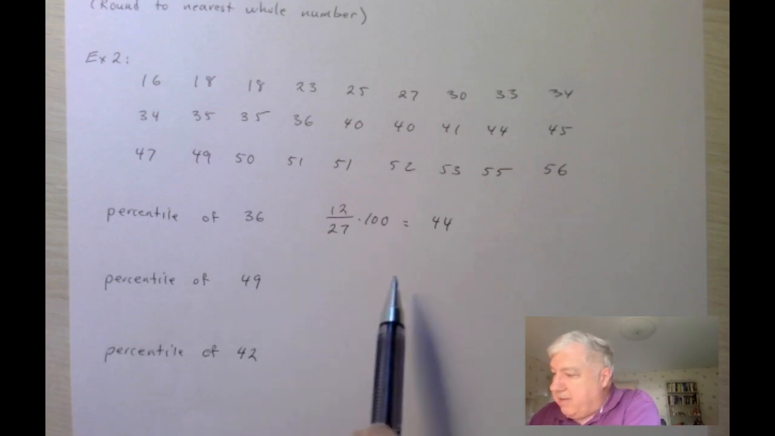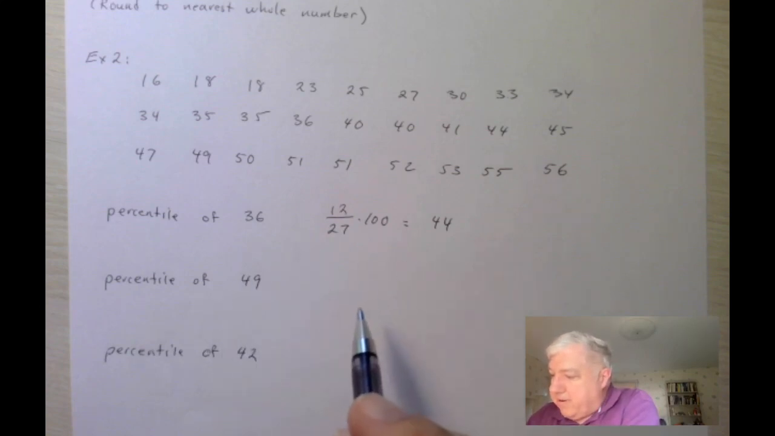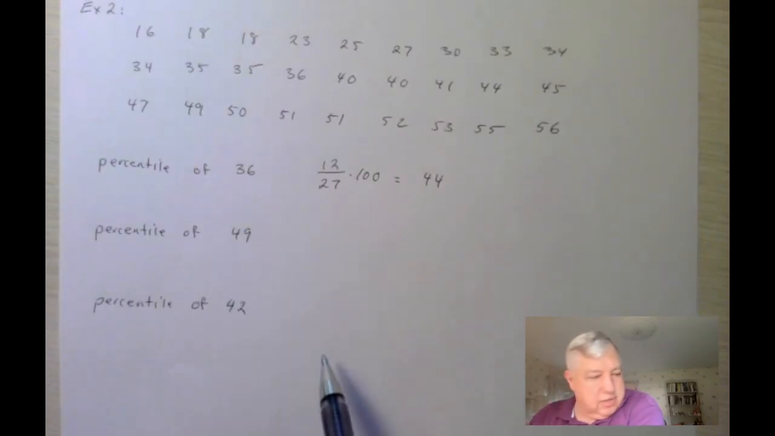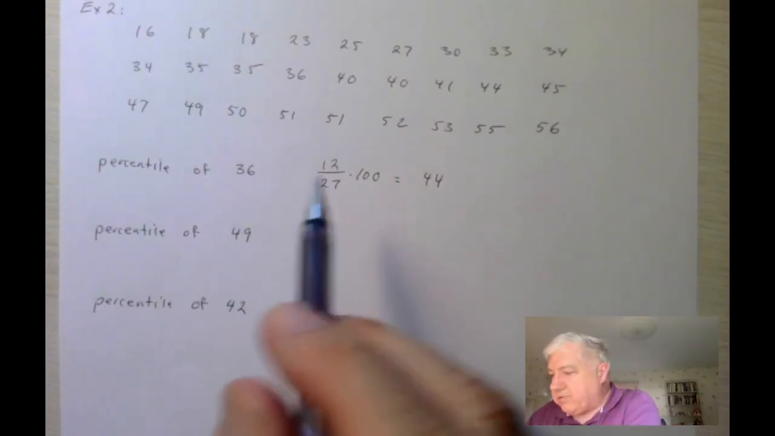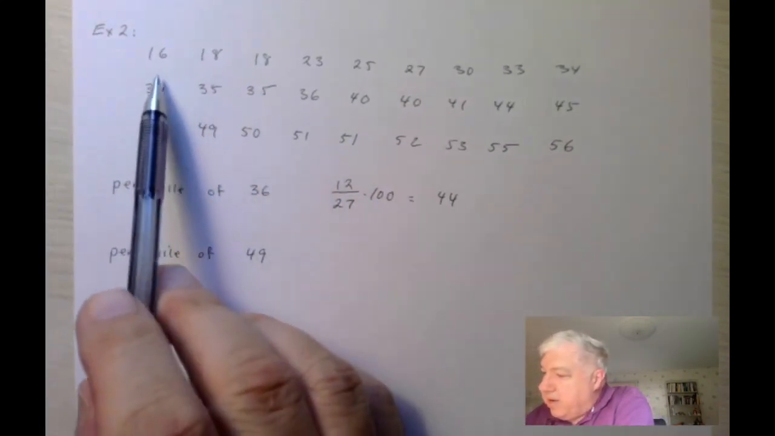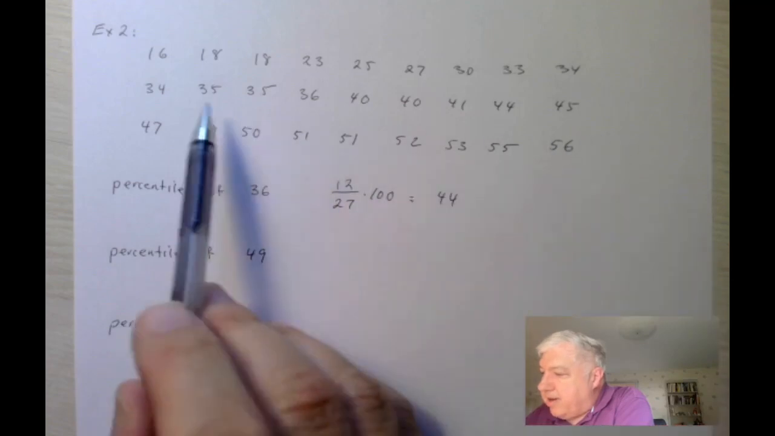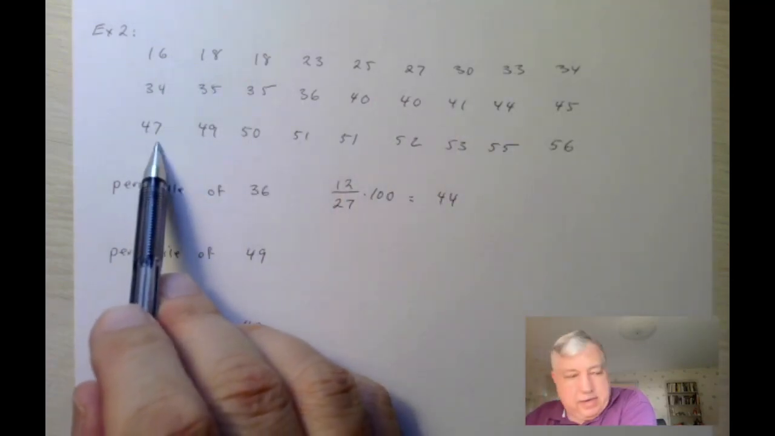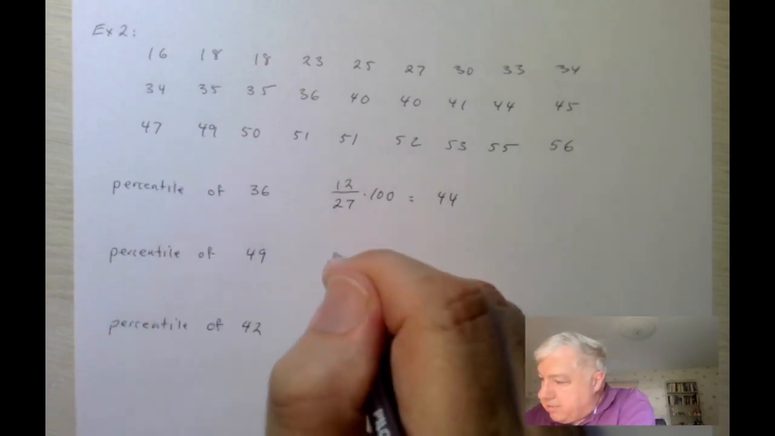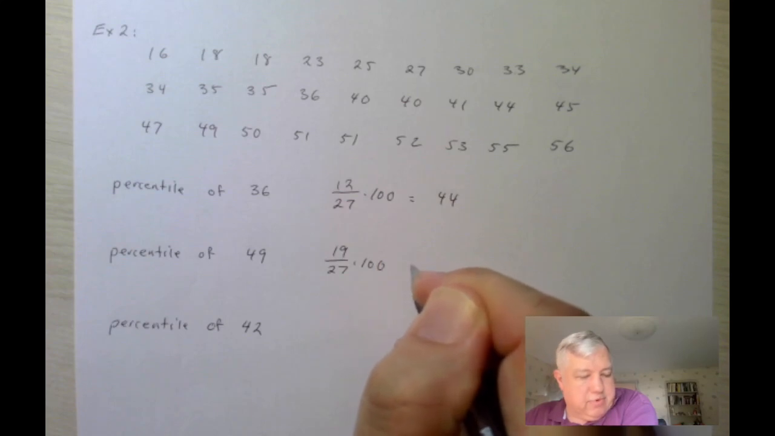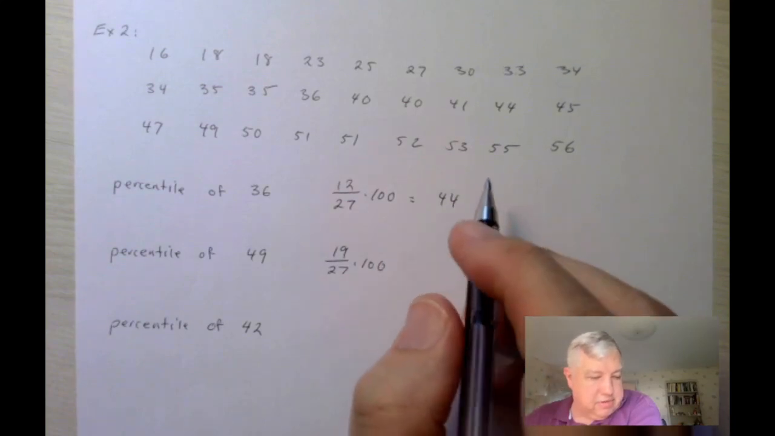Percentile of 49. Well, we just have, let's go to 42. Let's keep, I did these out of order. Actually, we might as well do them in order. So 49. How many entries are less than 49? We have 9 here, 18, 19, right? So this would be 19 over 27 times 100, and average this out, and this turns out to be 70.